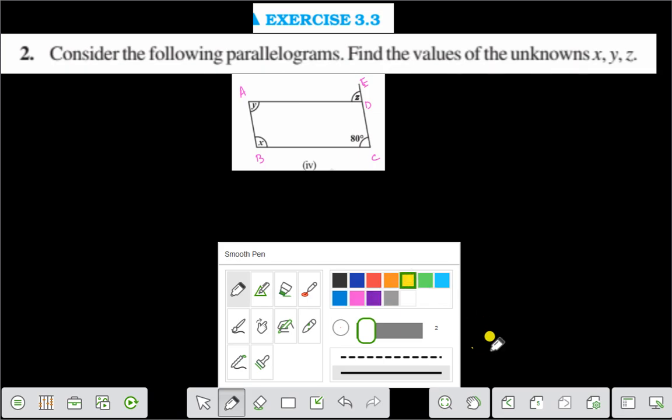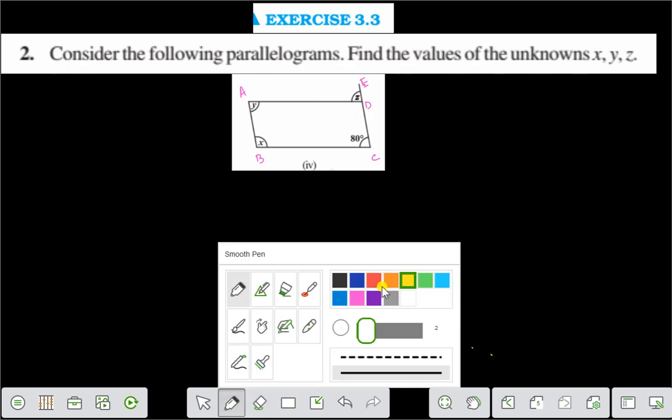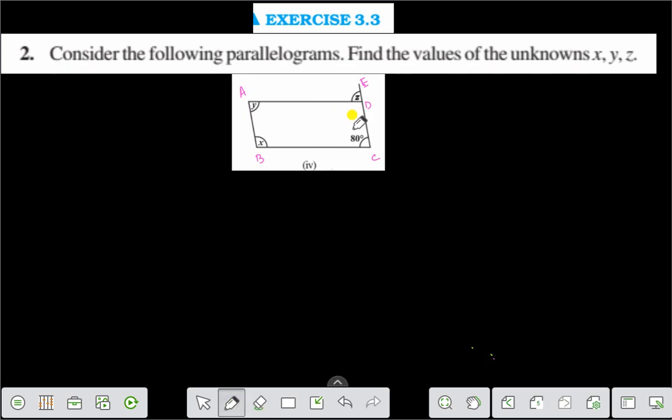Here you see we are solving in this way. This is Z degree. First you see, this is 80 degree, but A and C are opposite angles. And we know that in a parallelogram, opposite angles are equal. Therefore, we can say that Y is also 80 degree. Now, see, this Y and X are adjacent angles, and in a parallelogram, adjacent angles are supplementary, meaning 180 degree. Since the value of Y is 80 degree, the value of X will obviously be 100 degree.